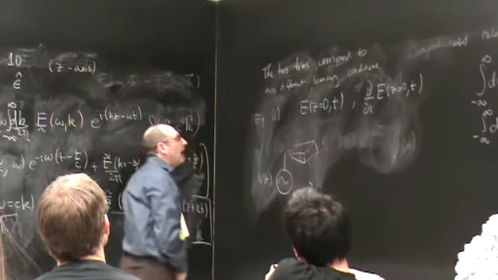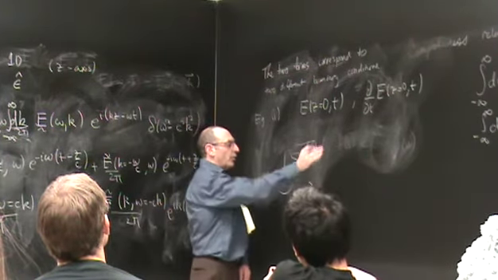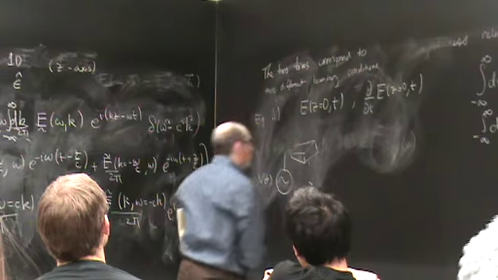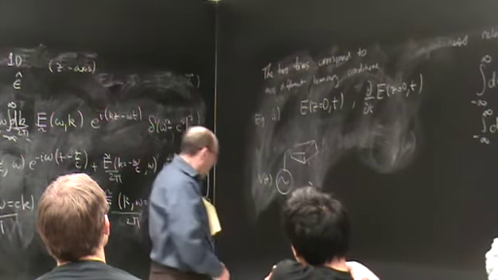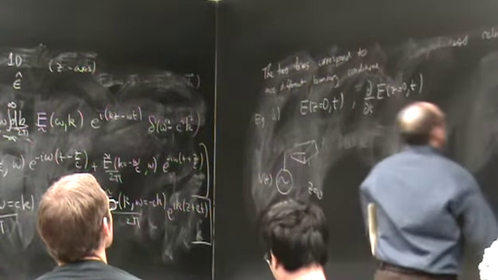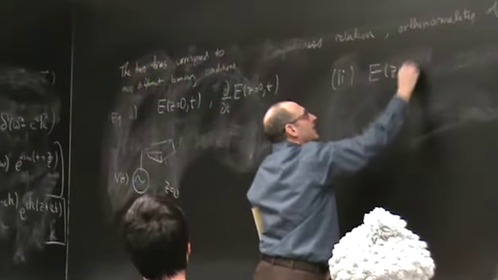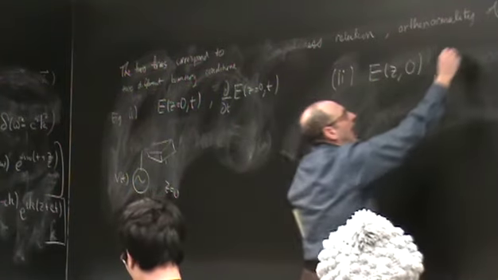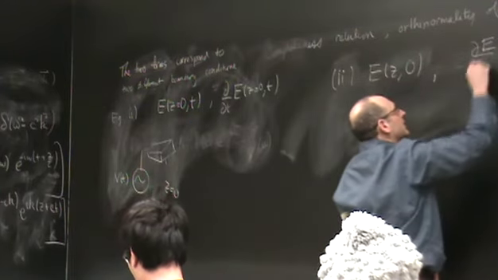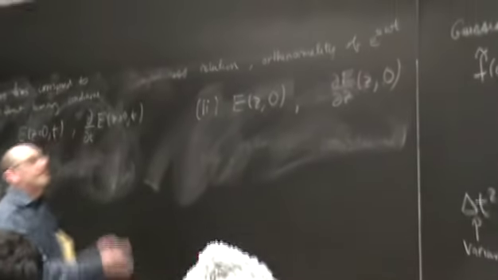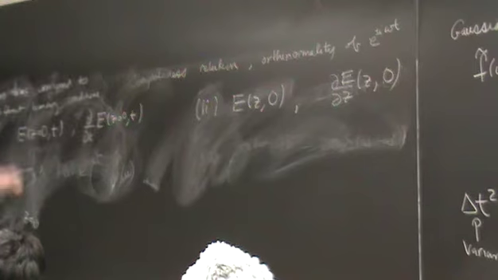Then I can propagate this forward to later positions using form 1. On the other hand, I might have a different situation where, for form 2, what I'm given is, at the initial time, the field everywhere along the z-axis, and I'm given its derivative everywhere along the z-axis at the initial time. This is the initial time problem as opposed to the initial space problem.